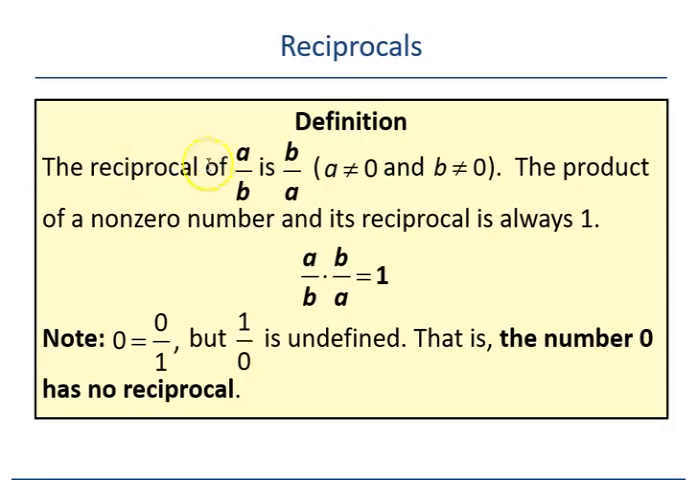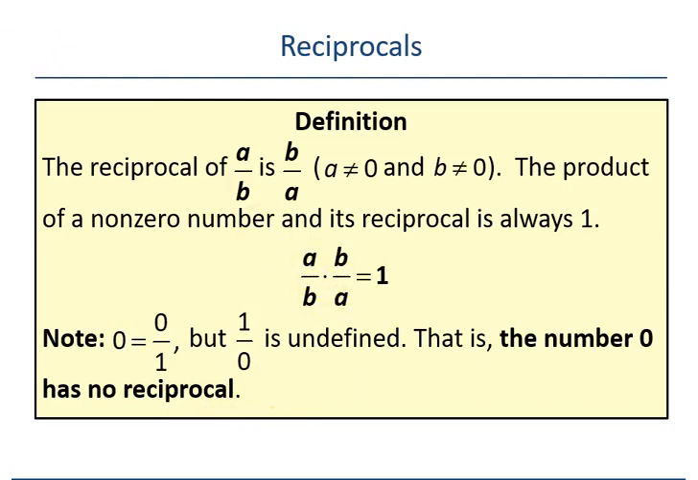What is a reciprocal? The reciprocal of a over b is b over a. Whenever this happens, remember, you can't divide by 0, so you also can't make that. If there's a 0 on top, you can't all of a sudden put it on the bottom. The product of a non-zero number and its reciprocal is always 1. Note, 0 over is okay, but 1 over 0 is undefined.